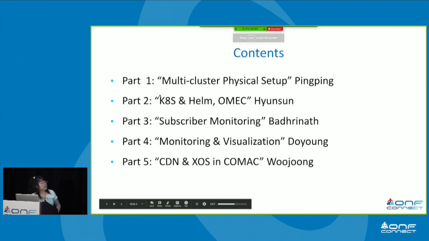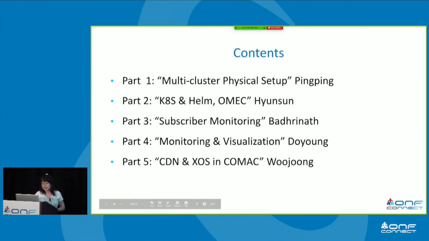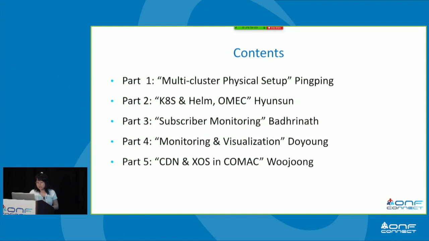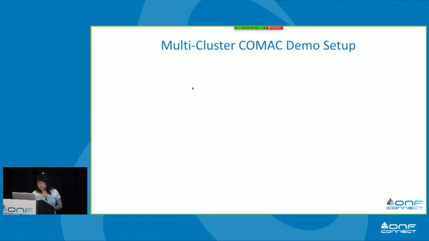Part 1 is the multi-cluster physical setup. Part 2 is Kubernetes, Helm, and OMEC. Then we will describe the subscriber monitoring service. Then the monitoring and the virtualization by Doyoung. And the last one is the CDN and XOS in COMAC here. So I will go to the first one here.